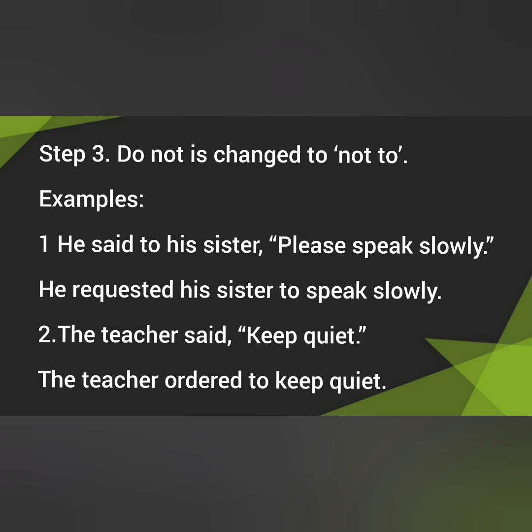Example: He said to his sister, "Please speak slowly." Here "please" is given, so it must be changed into "requested". He requested his sister to speak slowly. Next: The teacher said, "Keep quiet." Here the teacher is ordering, so the verb is "ordered". The teacher ordered us to keep quiet.